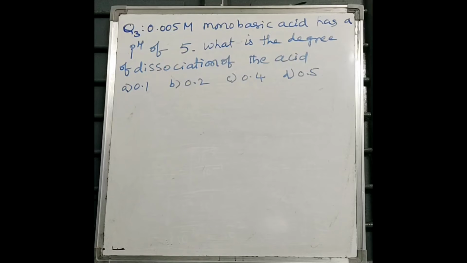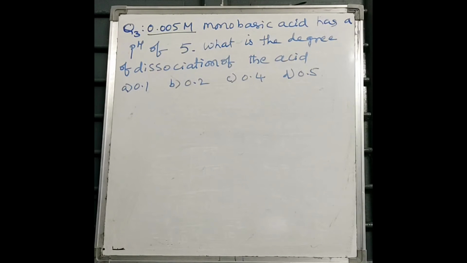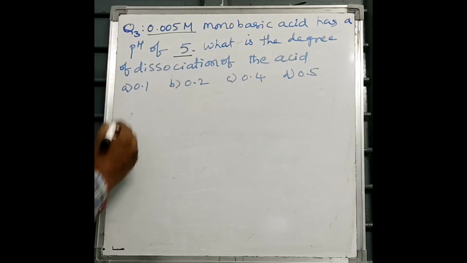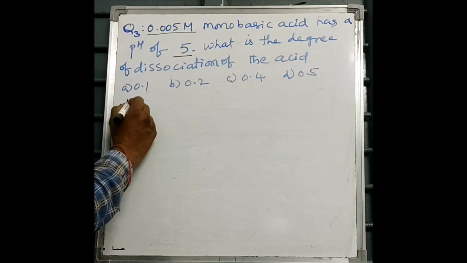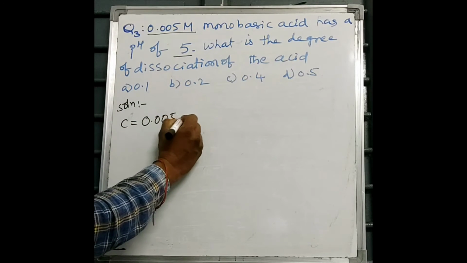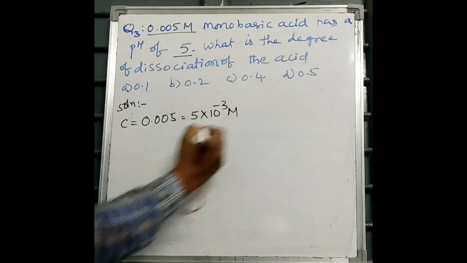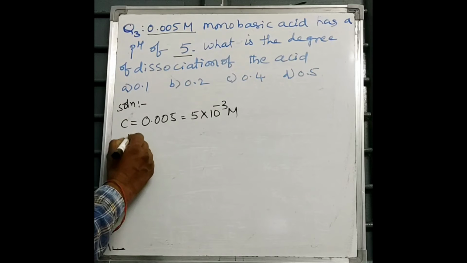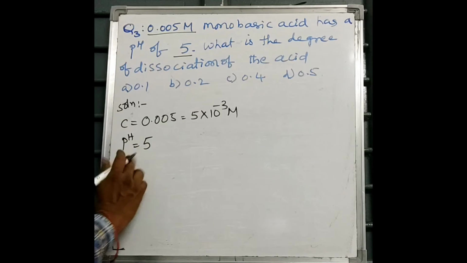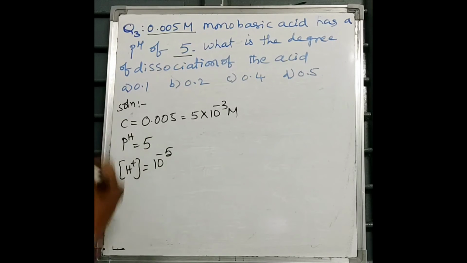Okay, next problem is: 0.005 molar monobasic acid has a pH of 5. So here two things are given. One is the concentration, 0.005, which is also written as 5 into 10 power minus 3 molar. And its pH is 5. From the pH value we can write the H+ ion concentration, that equals 10 power minus 5.